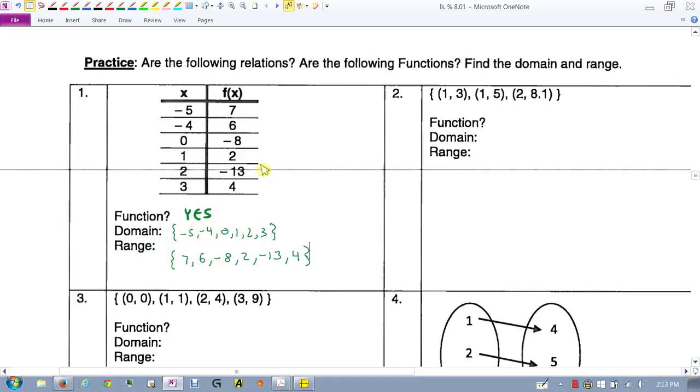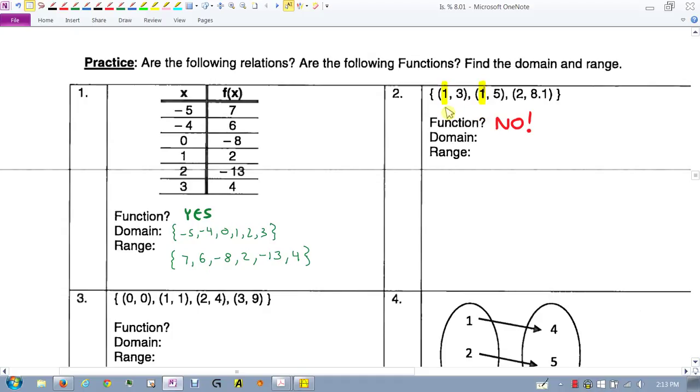How about the next one? Is this a function? No. Why not? Yeah, 1 goes to 2 different places, right? The repeating x value. So we are going to say no.